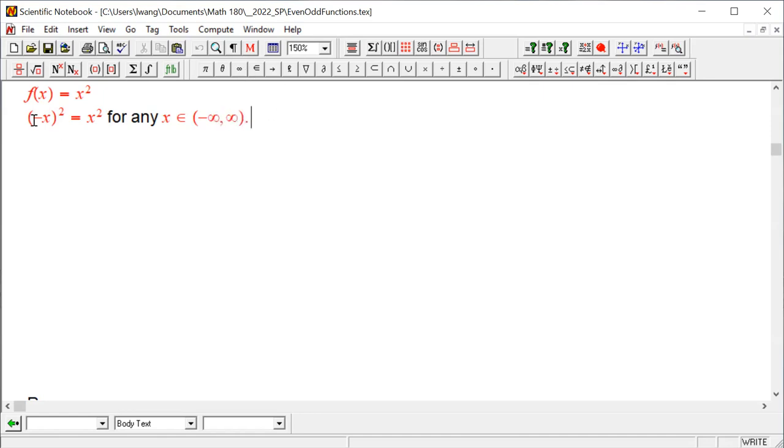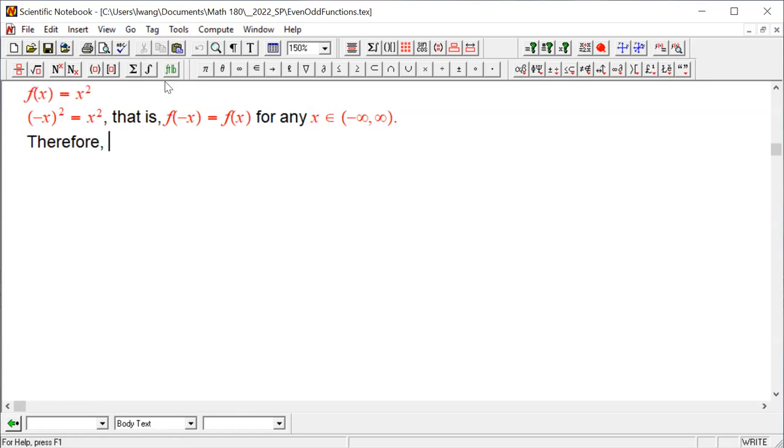Then you can say, because this is merely saying what? That for this function, f of negative x is always the same as f of x, right? Feel free to use these notations and learn how to use these notations to make your point. And therefore you can say this function is even.